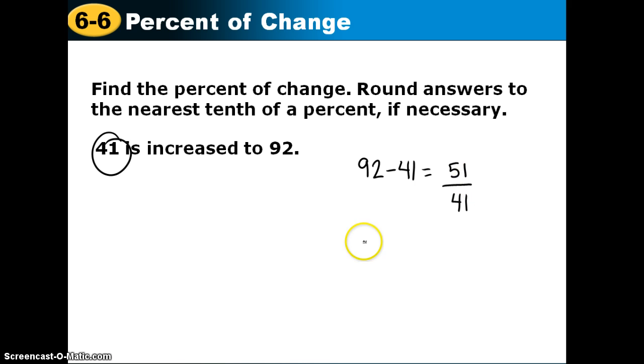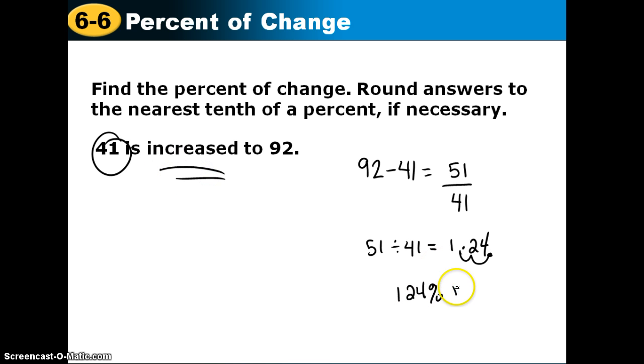Let's make that into a decimal. So 51, top divide by bottom, and that equals 1.24. We need to make that a percent, so move it 2 places. It's 124%, and here it says it's an increase. Okay, an example of this is if a product was $41 one week and then you went back to the store and you saw that it was $92, it rose 124%.